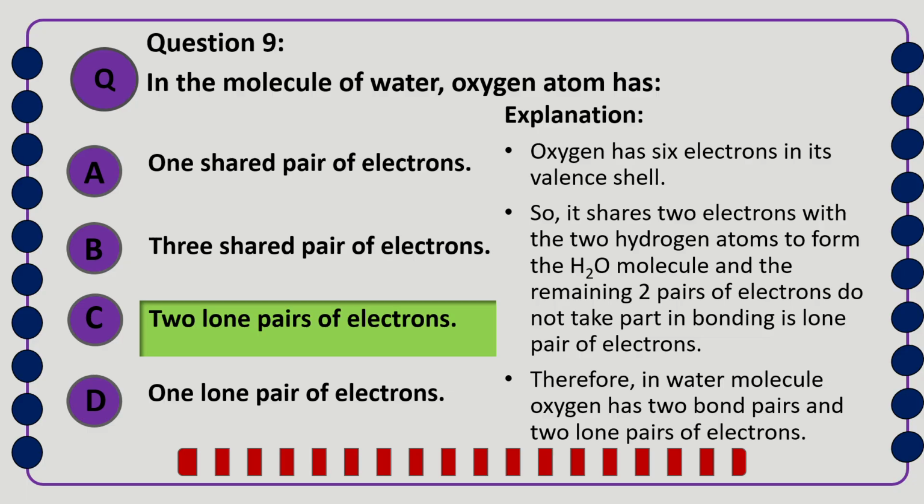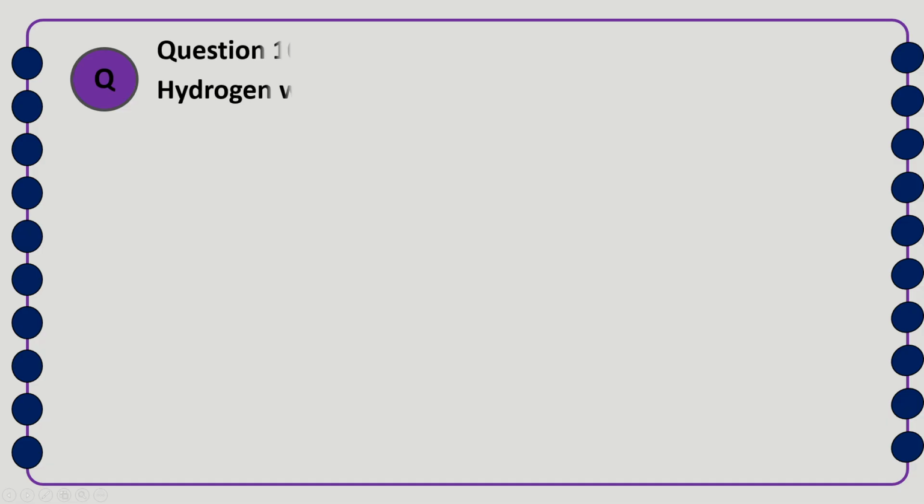Let's take the explanation. Oxygen has 6 electrons in its valence shell. So it shares 2 electrons with 2 hydrogen atoms to form water molecule. And the remaining 2 pairs of electrons do not take part in the bonding, which are lone pairs of electrons. Therefore, in water molecule, oxygen has 2 bond pairs and 2 lone pairs of electrons. I hope the concept of lone pair is clear. The second point in the explanation is a definition of lone pair, or you can say explanation of lone pair. Let's move on to the next question.